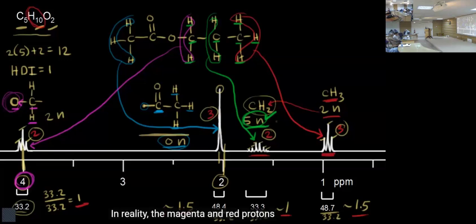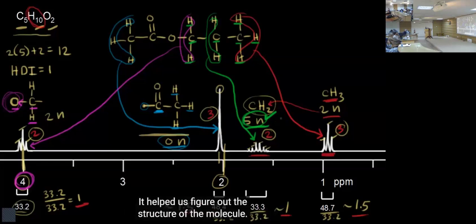In reality, the magenta and red protons are in different environments, so this oversimplified n+1 rule isn't exactly correct, but it corresponds to what we see on the NMR spectrum. So we can just go with it here. It helped us figure out the structure of the molecule. All right, so this makes sense. 5 neighbors here. Let's move on to the red protons.